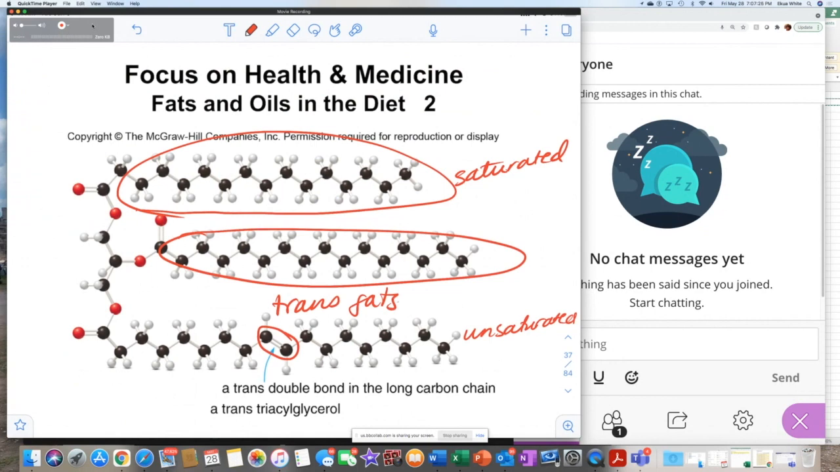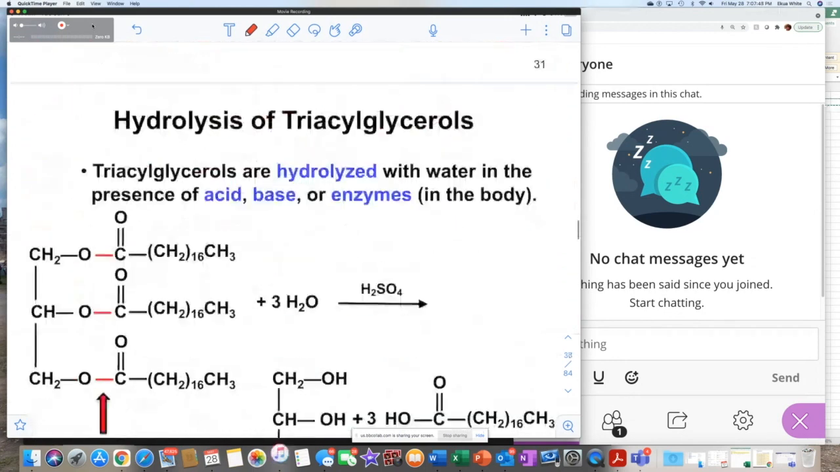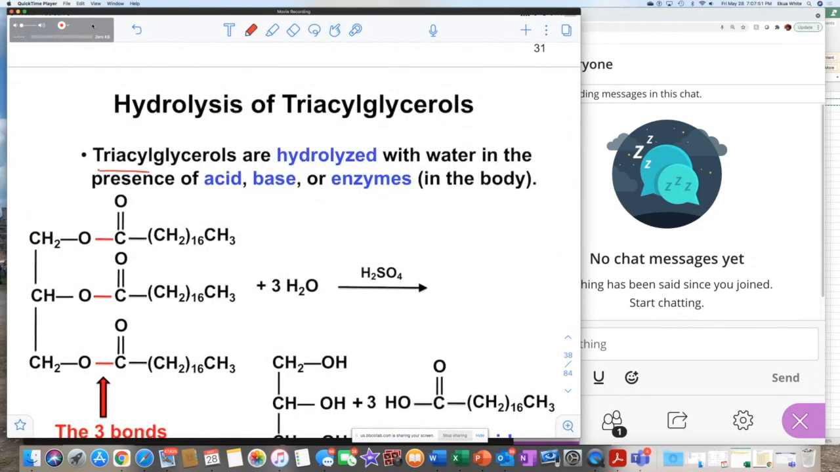What makes trans fats bad is the fact that the bond orientation makes the trans fat chain just like the saturated fat chain. It can all stack together very closely, which can easily cause your body to form plaques, making this a solid at room temperature, and it can form plaque, and plaque is not good. Okay, so moving on, triacylglycerols are hydrolyzed with water in the presence of acid or base or enzymes.